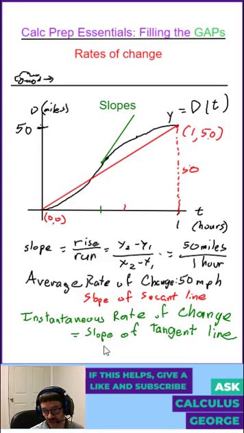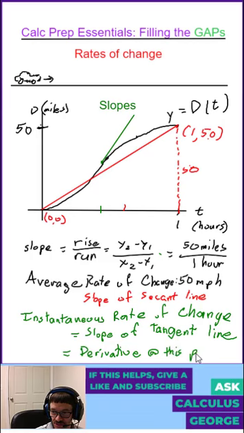Now, in terms of calculus, this is then related to something called the derivative. The derivative is going to be the same as the slope of the tangent line, as well as the instantaneous rate of change. So the derivative at this point is going to be, again, the instantaneous rate of change and the slope of the tangent line. This will be the same as the derivative at that point. So that's a little glimpse into the calculus of this.